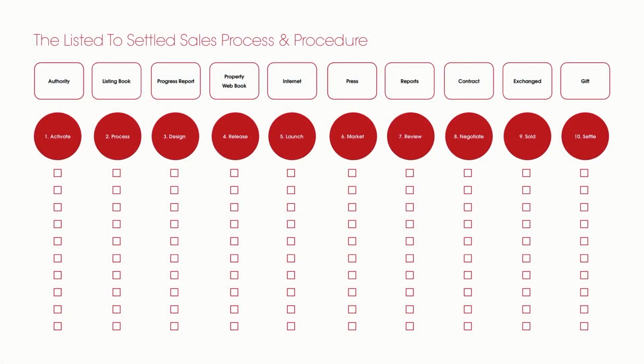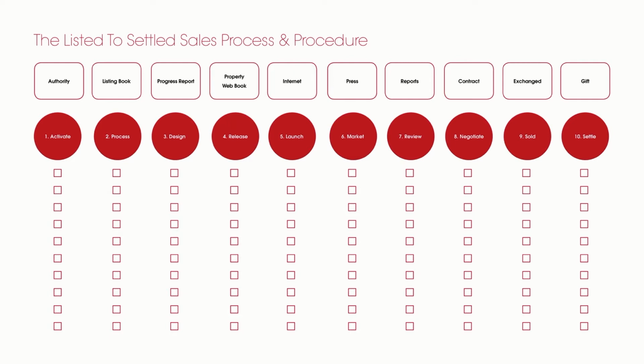What we are looking at right now is the listed to settled sales process and procedure. As you can see, there are 10 milestones that I've developed, and this is an international way of looking at how real estate is sold. Milestone one is we've got to activate how a property is actually going into the system, and that'll be our proof of ID and a lot of our compliance. With that done, you can move on to process.